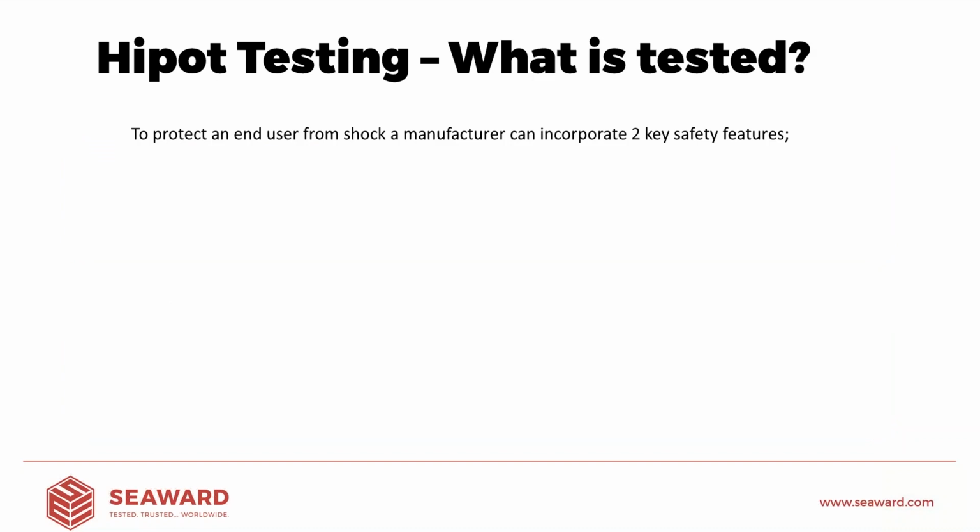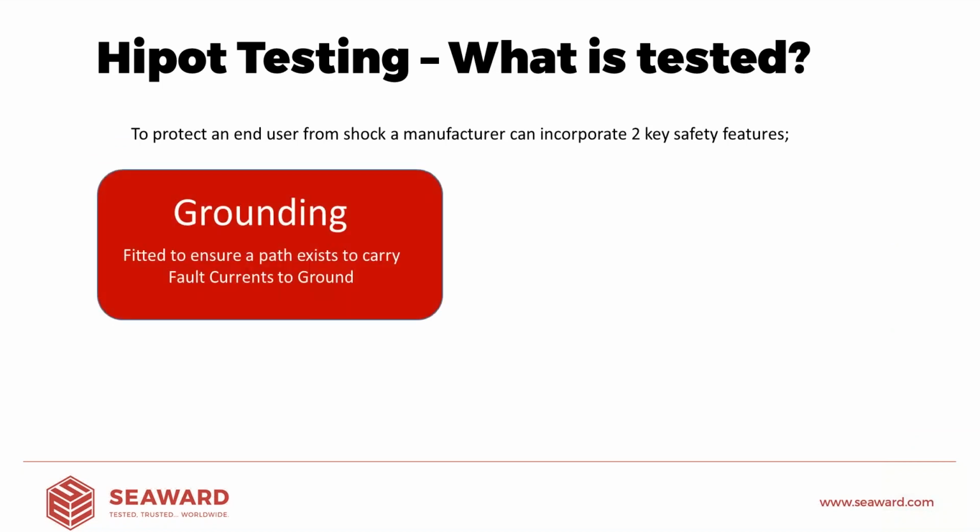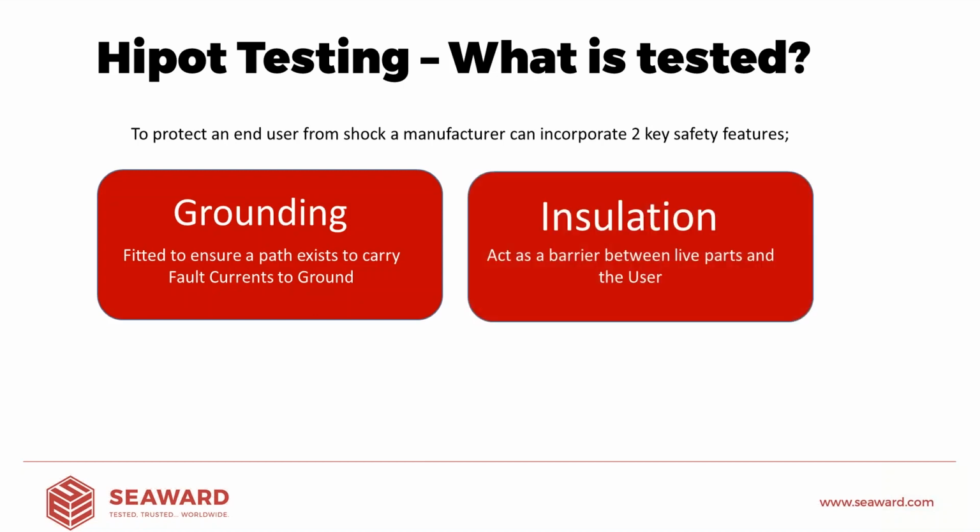So what is tested during the installation? Very simply, any manufacturer can incorporate two key safety features into a product to ensure it's safe. The first is grounding. We fit a path to ensure that any fault currents will travel to ground. Or we put insulation in the product, which acts as a barrier between any live parts and anything the user can touch, whether that's the chassis, the earthing, etc. Anything that provides a barrier between us and mains parts is insulation.